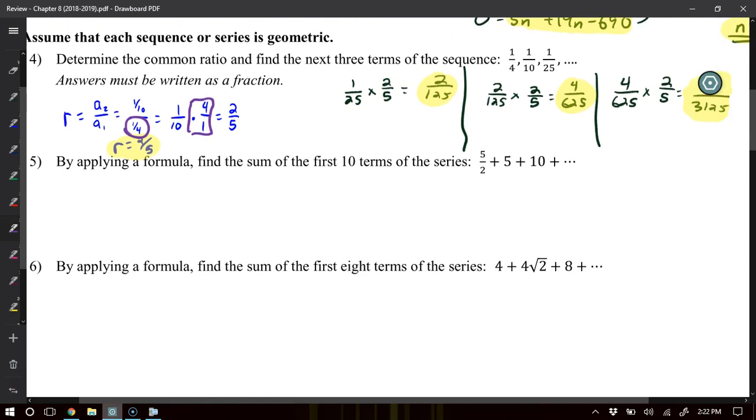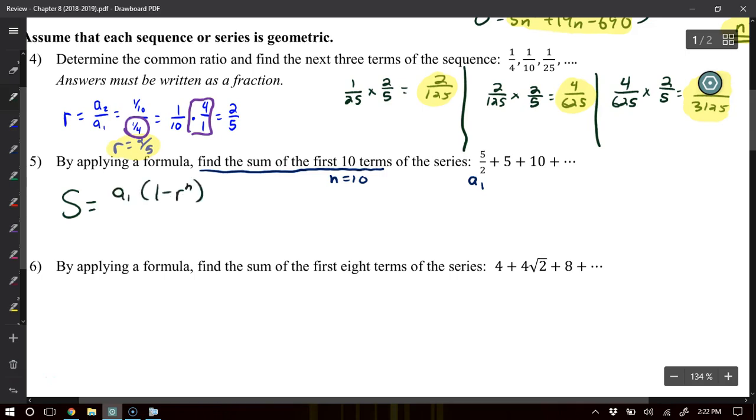By applying a formula, find the sum of the first 10 terms. So first 10 terms, so 10 is my n. I know my A1 is 5/2, that's not bad. I now want to find my ratio. The formula for this one is A1 times 1 minus R to the n over 1 minus R. So I know A1, I know n, I want to find my sum, I need my ratio. Well, I could do from here to here, what do I multiply by? But for me, it's easier to see from 5 to 10, I'm multiplying by 2. So I actually have all the information I need. I have my R too.